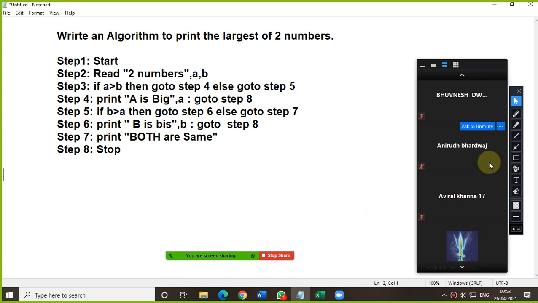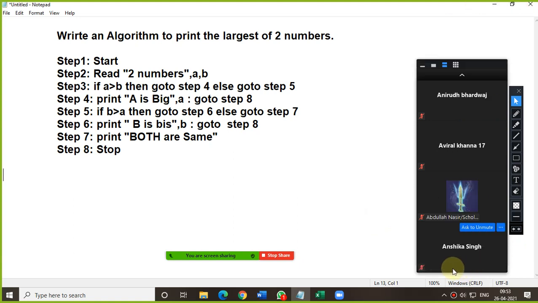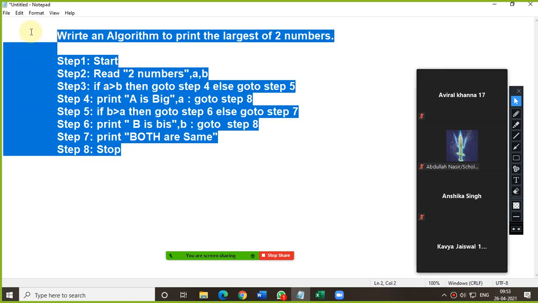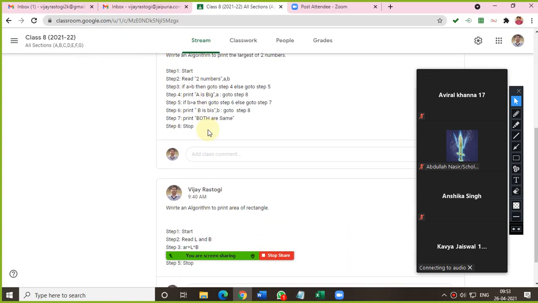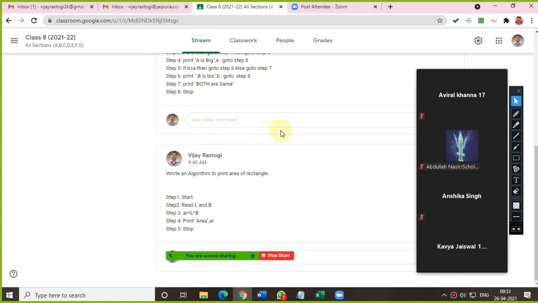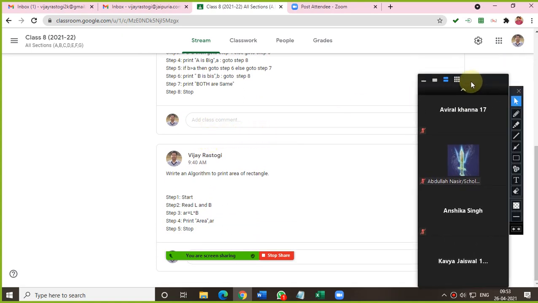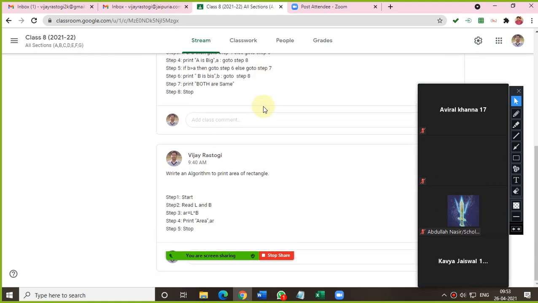Just post it in the GCR, beta. You don't know how to post in the GCR, Bhuvnesh? Sir, I'm Anadi. Oh, sorry, Anadi. No problem, Anadi. You can mail me, right? I will check, and you can cross check it from here. Sir, I cannot post. But why can you not post? Just add a class comment. Yes, yes, you can just post as a comment only. Okay, sir.